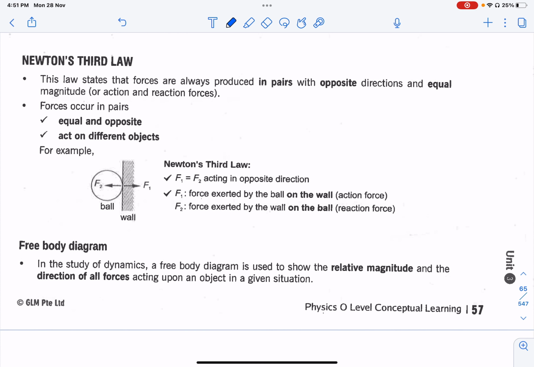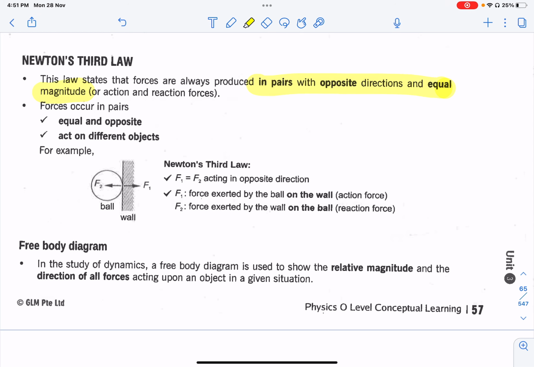So Newton's third law states that forces are always produced in pairs with opposite direction and equal magnitude, for action and reaction force. That means for every force moving forward, there is another opposing force. So this is the main idea of the third law, in which forces must always occur in pairs, equal and opposite, and act on different objects.